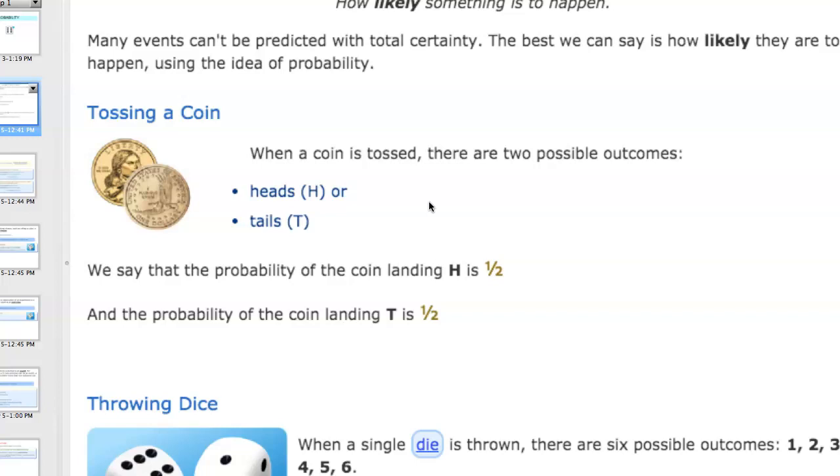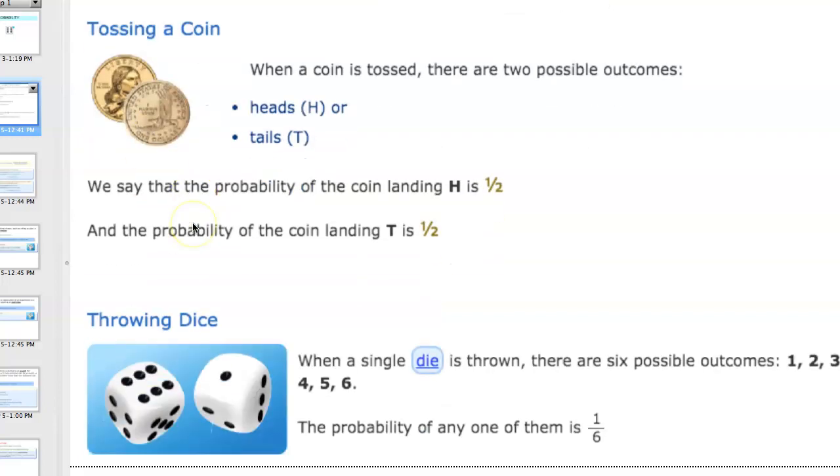So tossing a coin and throwing dice, those are two of the most familiar ways we are with probability. So when a coin is tossed, there are two outcomes. You can get a heads or you can get a tails. Here's my heads, here are my tails. We say that the probability of tossing a coin is 1/2 or 50%. Okay, so half of the time you'll land on a heads, half the time you'll land on a tails because there's one out of two outcomes.